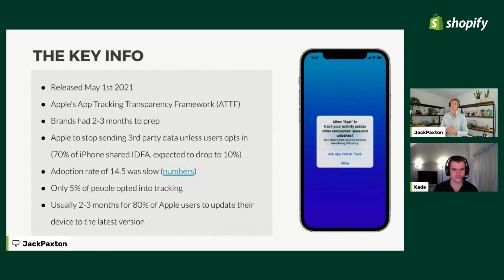If anybody hasn't explained it to you, it is essentially Apple saying, hey, any apps that are in our App Store now have to get permission to take our users' data. So now anytime you go into an app, it's going to show you this screen that says, do you want to allow this app to track you? And that essentially means that if they say yes, the third-party data can be passed back to the app, which is Facebook. If they say no, that data will not get passed back.